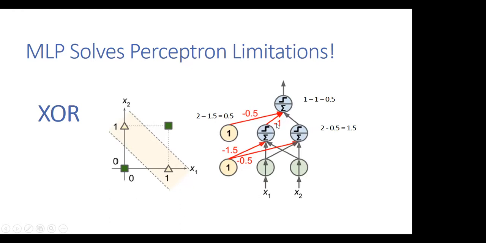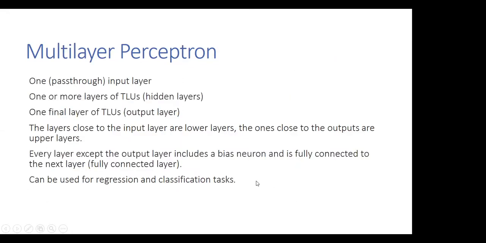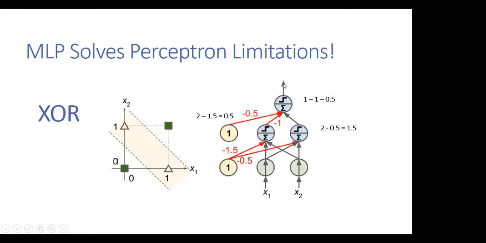And when multiplied with minus 1, the weight here, we have 1 from this neuron and minus 1 from this neuron, and minus 0.5 the bias term. When we apply the step function, it becomes 0. So with two ones, we have 0 as an output. And here is the plot.